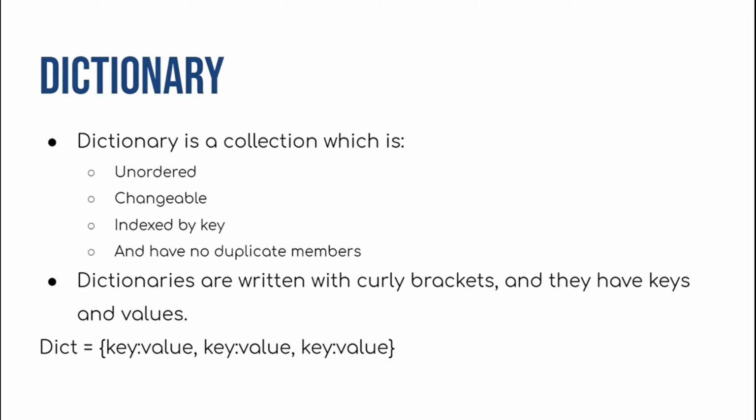Dictionary is a collection which is unordered. The values of a dictionary can be any Python data type. So dictionaries are unordered key-value pairs. Changeable, that is, its values can be modified later. Dictionary data structures store values in key-value pairs and they are written within curly brackets.